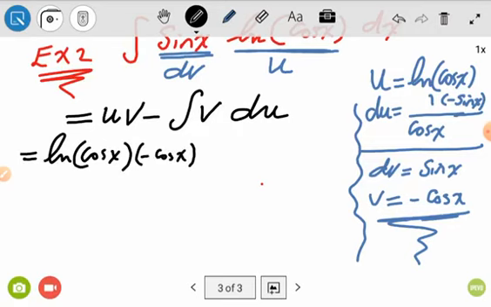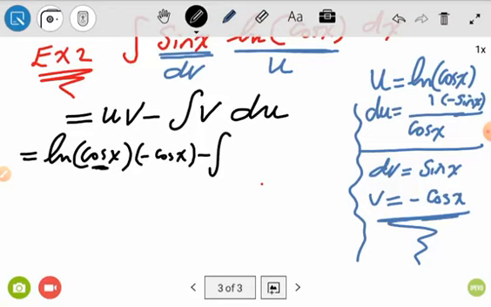And take care, guys, here. Most of the students fall into this mistake. They multiply cosine by negative cosine x and say that the answer will be ln cosine squared x. No. Here is ln cosine x, a complete function, and negative cosine x is another function multiplied by the total function ln cosine x.